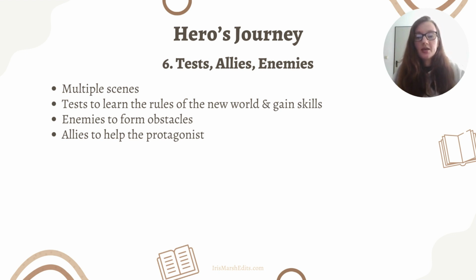A test can be an enemy getting in the way, for instance, through sabotage. So the enemies are usually there to form the obstacles. But a test can also be the terrain or the weather or a cursed city or whatever. And while enemies will try and stop the protagonist, allies will aid your protagonist on their journey. So for this moment, you can brainstorm a series of challenges that your protagonist could face and who could be enemies and who could be allies that they'll encounter along the way.